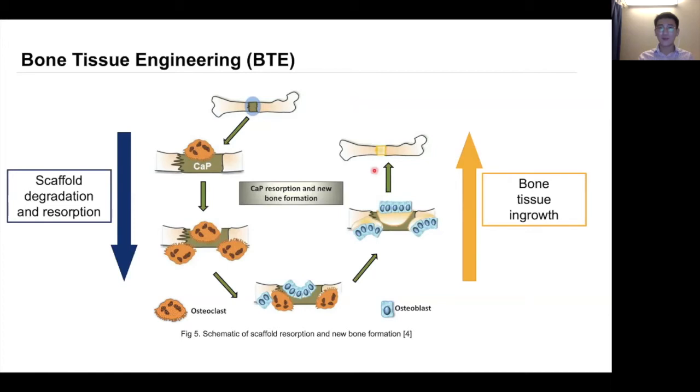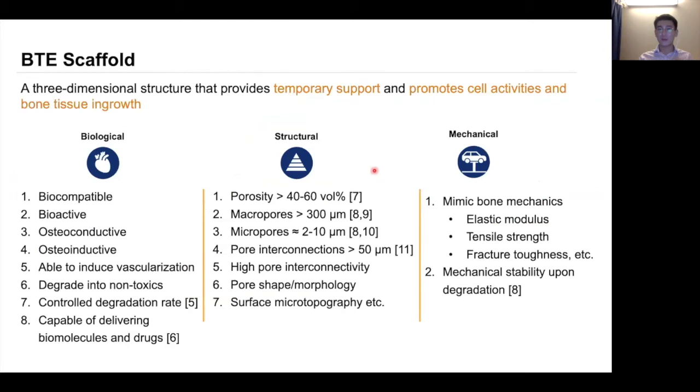As you can probably imagine, this is a very dynamic and yet complex process. And in order for us to achieve that, the scaffold is a very little device that provides not only temporary support, but also promotes cell activities and stimulates bone regeneration. And here is a long list of different requirements for such a BTE scaffold to actually work. I've characterized them into biological, structural, as well as mechanical aspects. And just be reminded that this is probably not an exhaustive list. I know it's long, but it's not exhaustive yet.